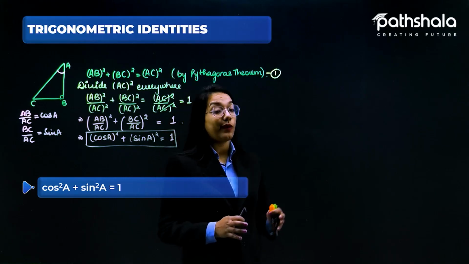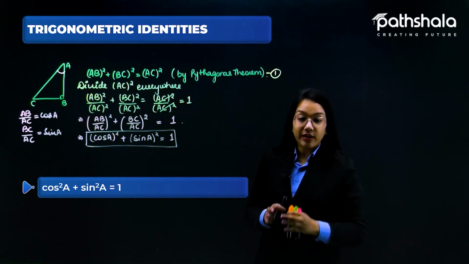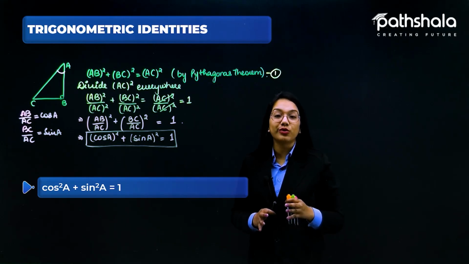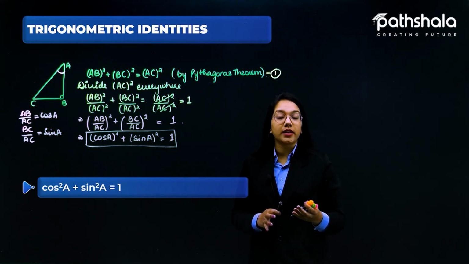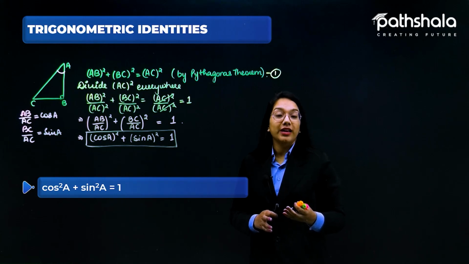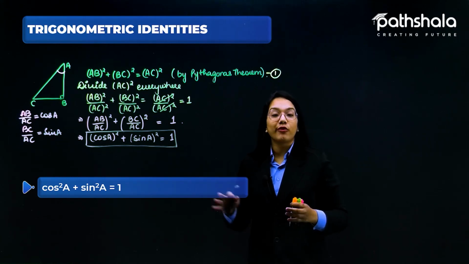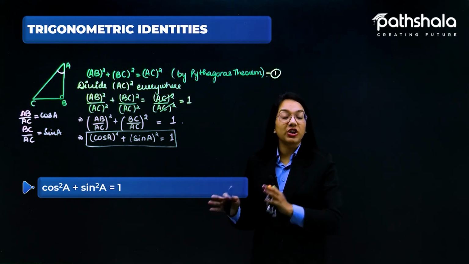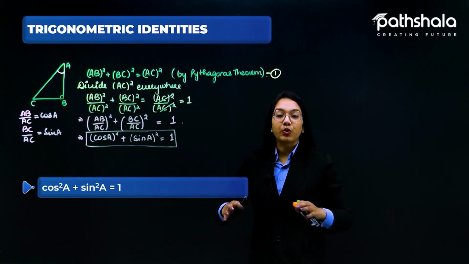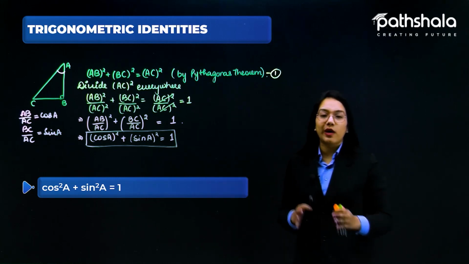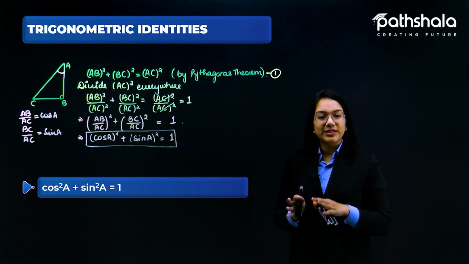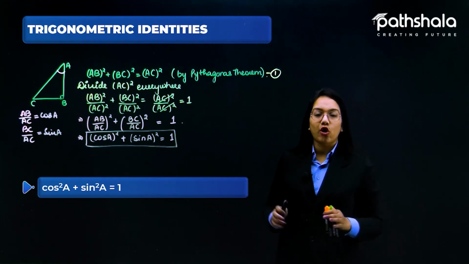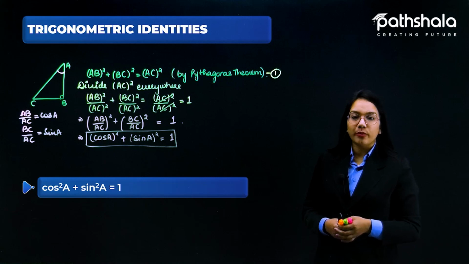From this proof you can see that cos square A plus sine square A is equal to 1, and this is true for all angles from 0 to 90 degrees, because we know that cos 0 is 1 and sin 0 is 0. So for these trigonometric ratios we can involve angles from 0 to 90 degrees. Hence cos square A plus sin square A is equal to 1 for all values of angle A from 0 to 90. This is my first trigonometric identity.